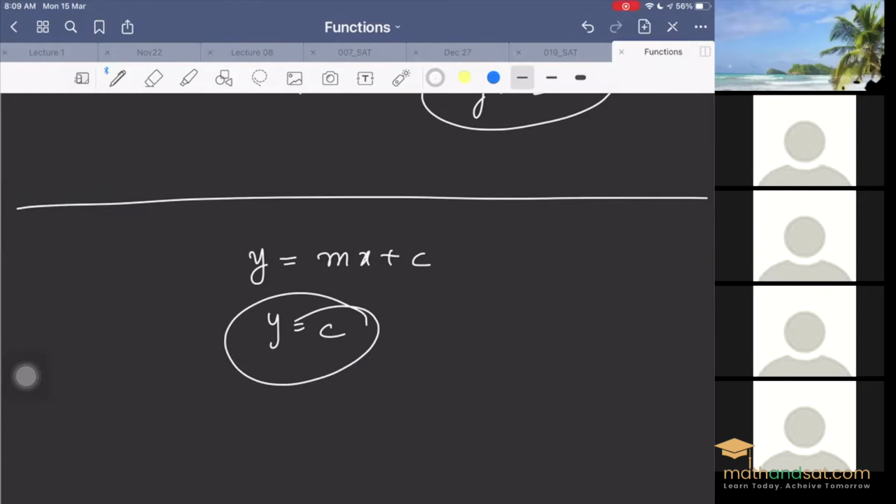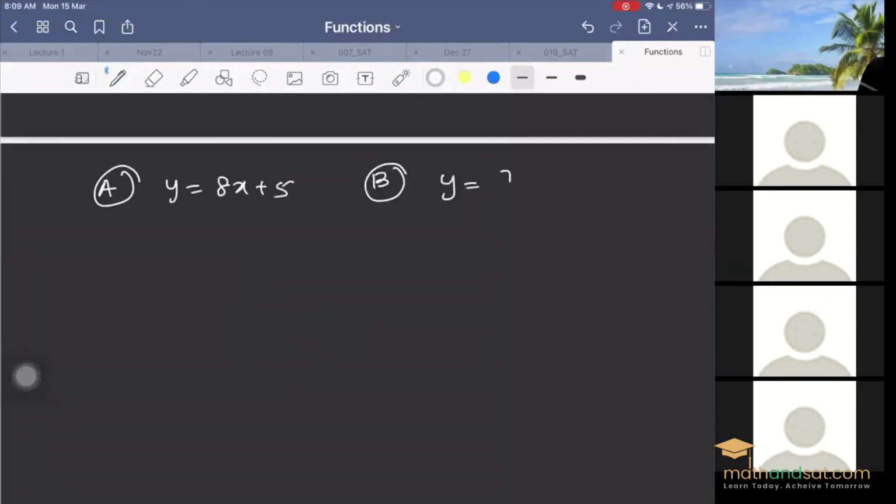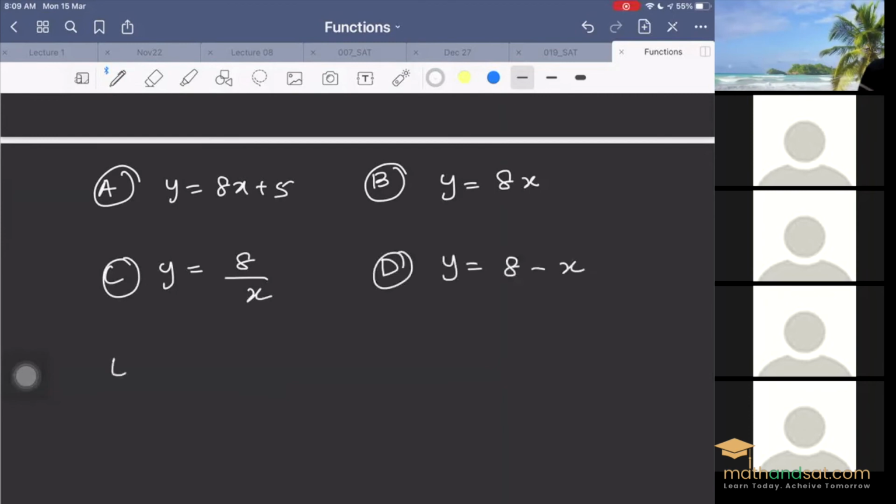So tell me which of the following, I'm going to give you some examples, will represent a linear function. I have y is equal to 8x plus 5. y is equal to 8x. y is equal to 8 by x. y is equal to 8 minus x. y is equal to 8. y is equal to x.